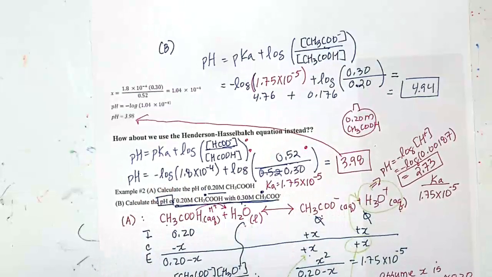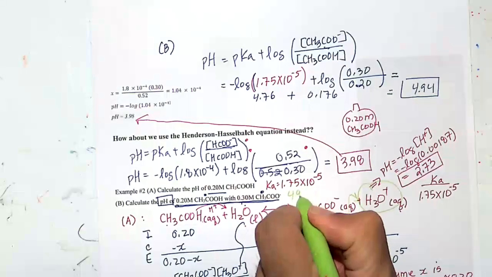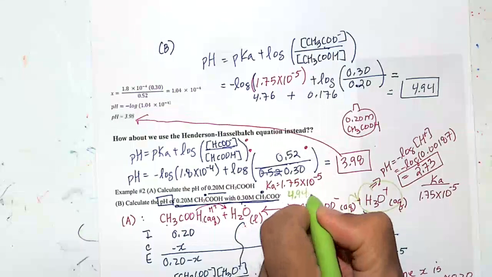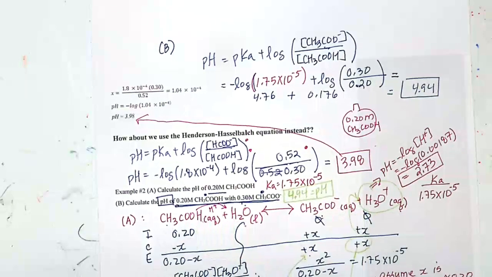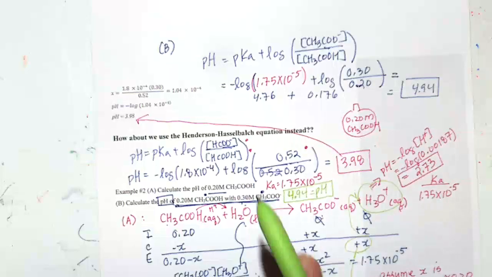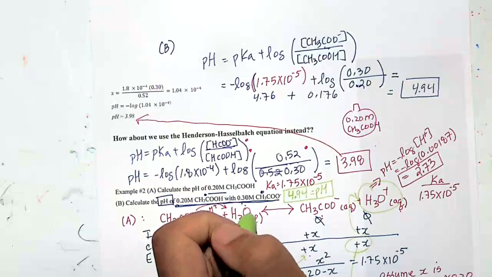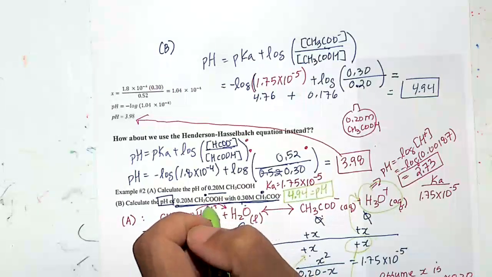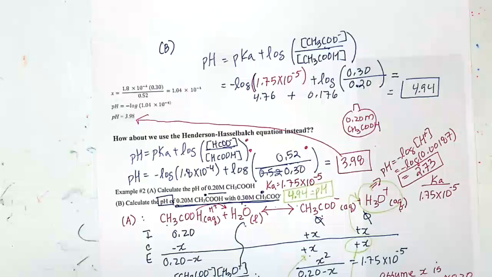Okay. 4.94. So acetic acid by itself is 2.73. You add some acetate ion, it's a buffer. Acetic acid and acetate would make it a buffer. Your pH goes up to 4.94.